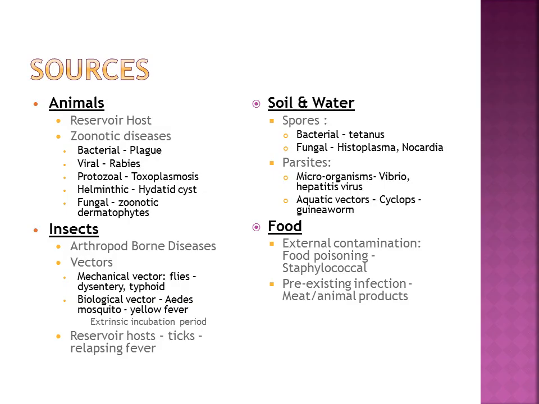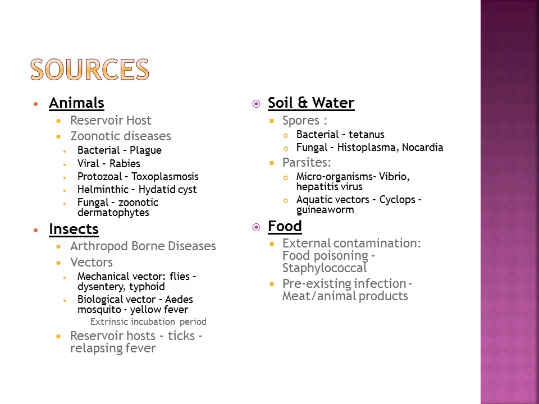Then insects, they are called arthropod borne diseases. They are vectors. They can be mechanical vectors like flies, which cause dysentery and typhoid. Biological vectors, like the Aedes mosquito, cause yellow fever. Mechanical vector is when there is no multiplication or fertilization. Biological vector is when some sexual cycle is present in that vector.